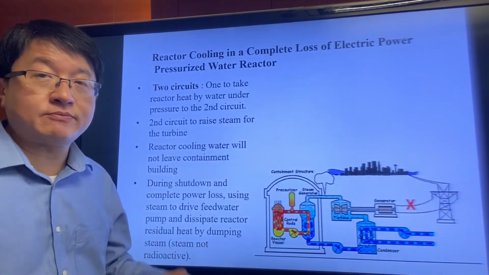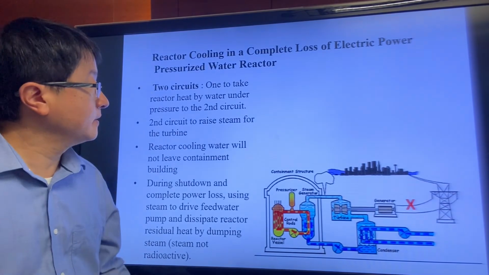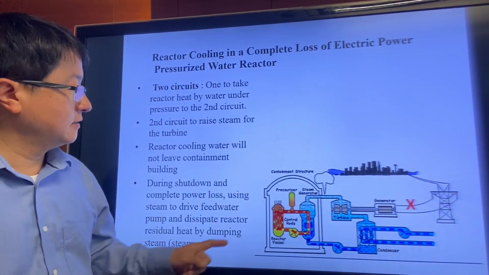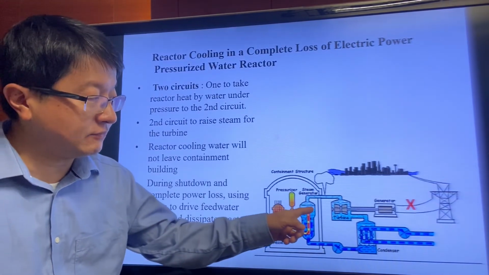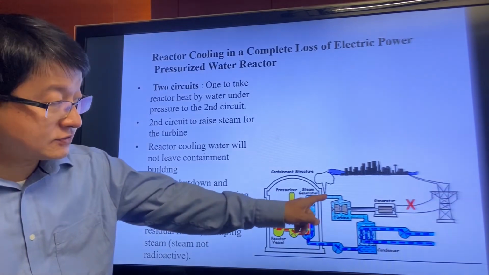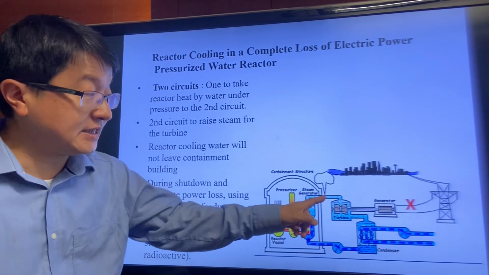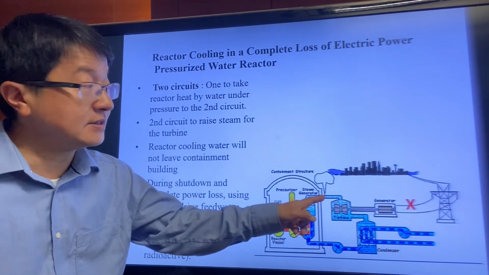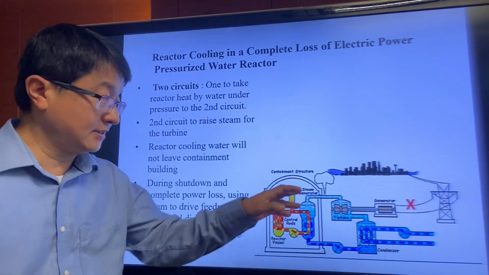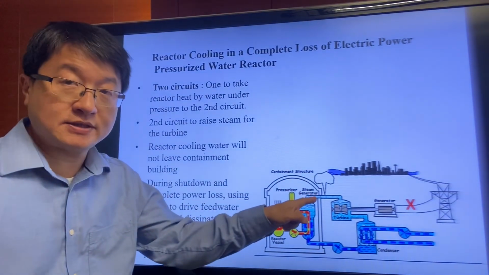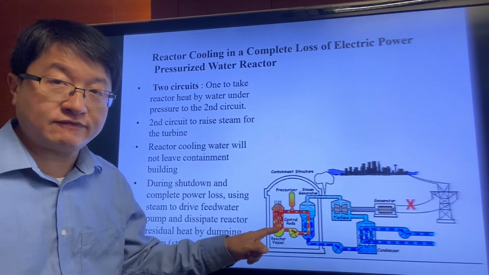This diagram summarizes the safety measures of a pressurized water reactor. First, there are two circuits. The primary circuit takes the heat from the reactor to the secondary circuit, and even though the secondary circuit has some leakage and the steam inside the secondary circuit is exposed to the atmosphere, it doesn't matter because that water is still clean. It does not have any direct contact with the nuclear fuel.